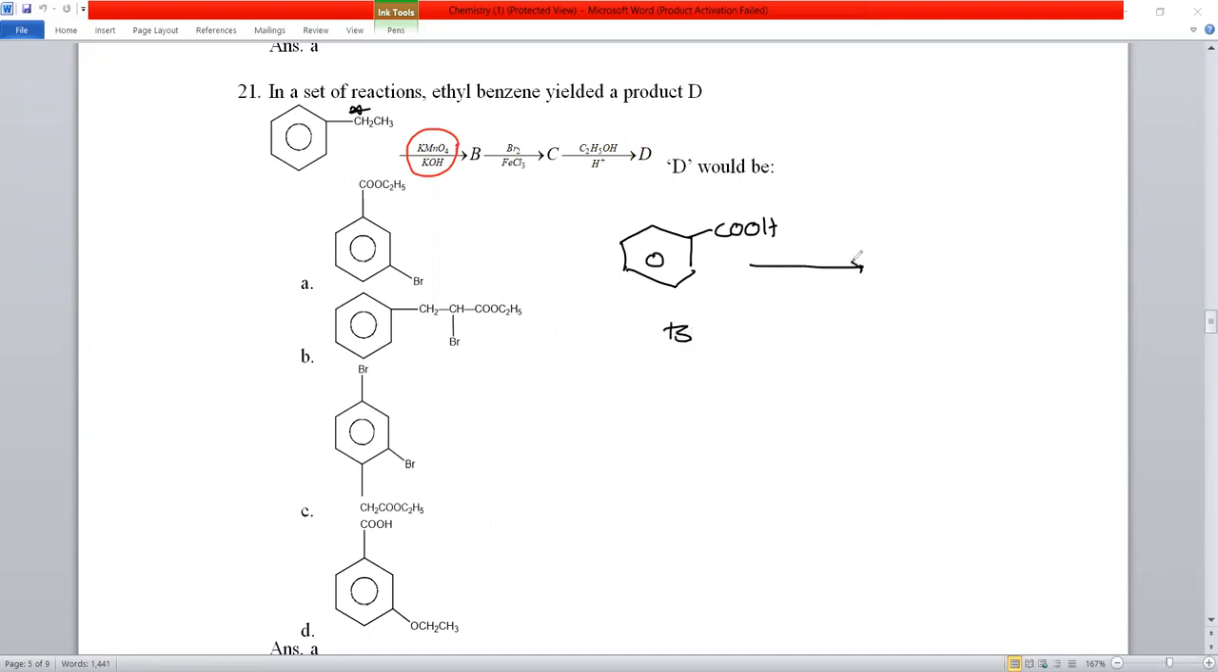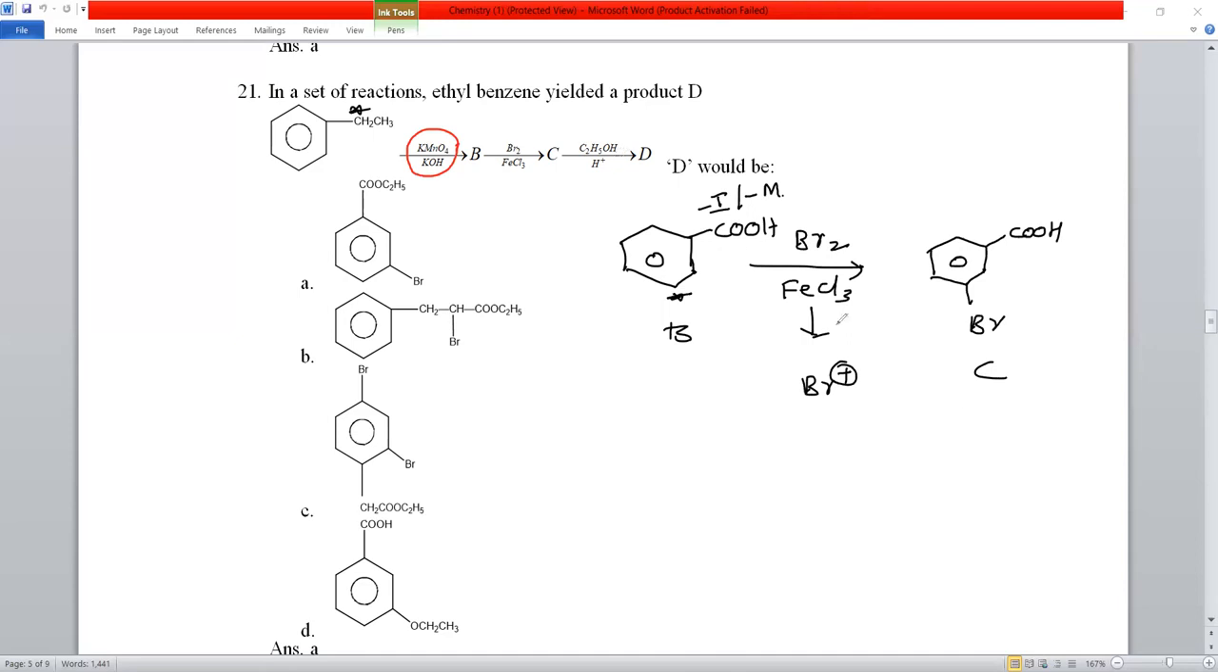So B is treated with bromine in the presence of FeCl3. This is an electrophilic substitution reaction, which produces the Br plus electrophile. Since carboxylic acid is a withdrawing group, with a minus I and a minus M effect, the electron density is decreased at the ortho and para positions. So we get the meta product: the carboxylic acid, with bromo coming at the meta position. This is the C compound.